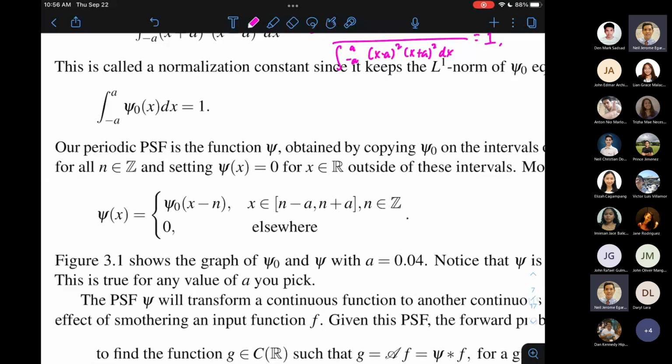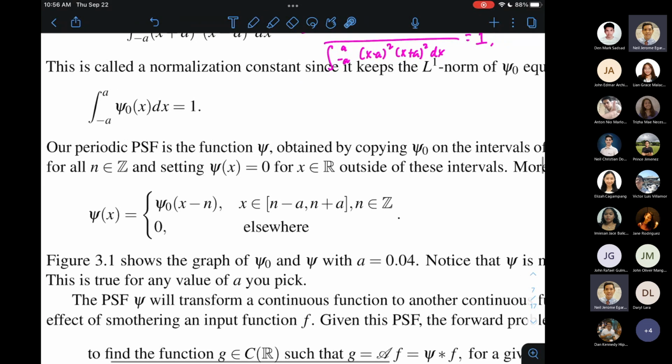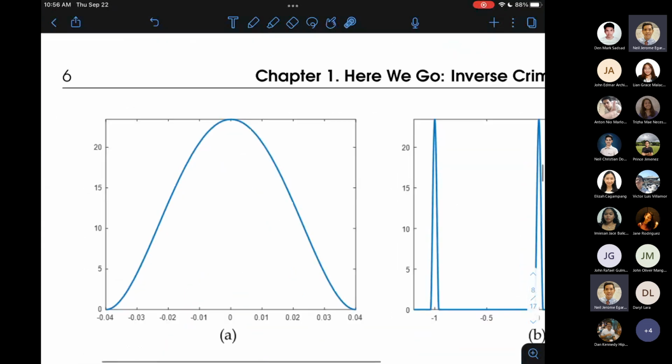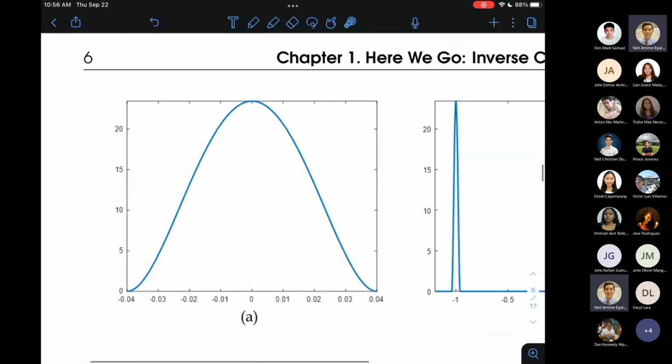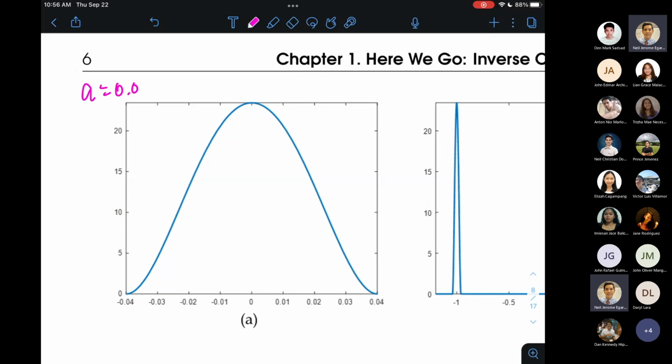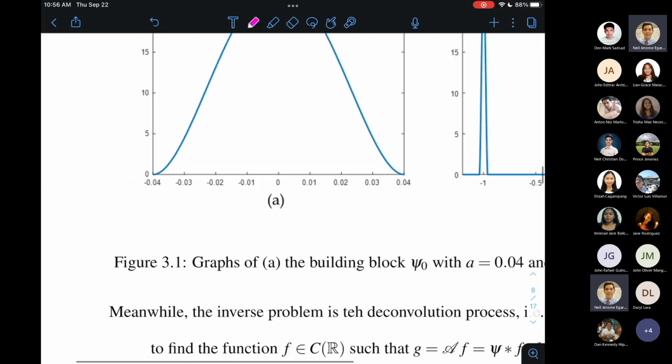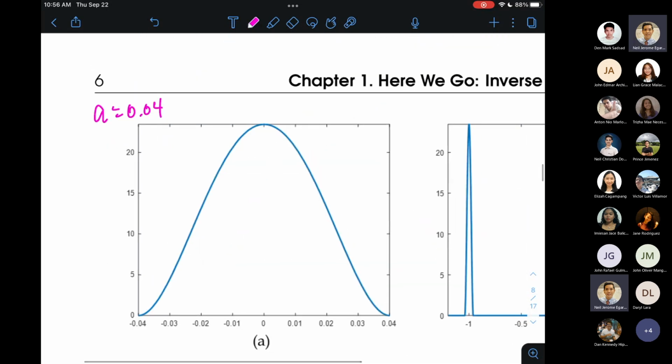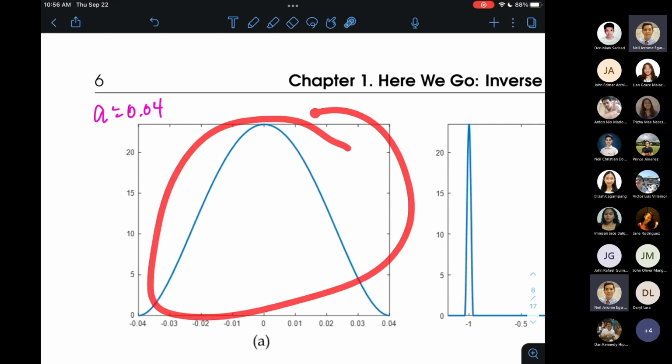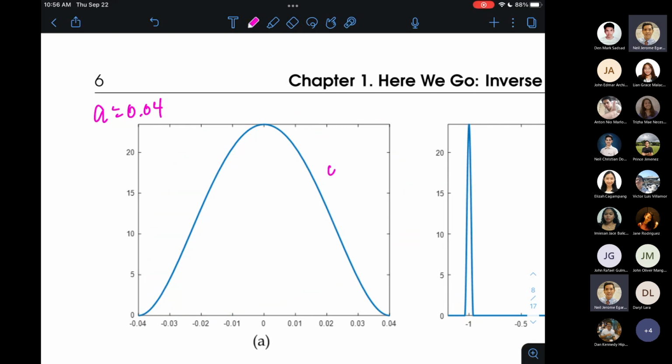Now, I will define the fixed function psi now to be copies ng psi sub 0. Okay, so mangyayari, tingnan natin to. So, kapag ka si a ay 0.04, is that correct? Yeah. Kung si a ay 0.04, ito yung graph nung psi sub 0. So, ito yung y equals psi sub 0 of x.